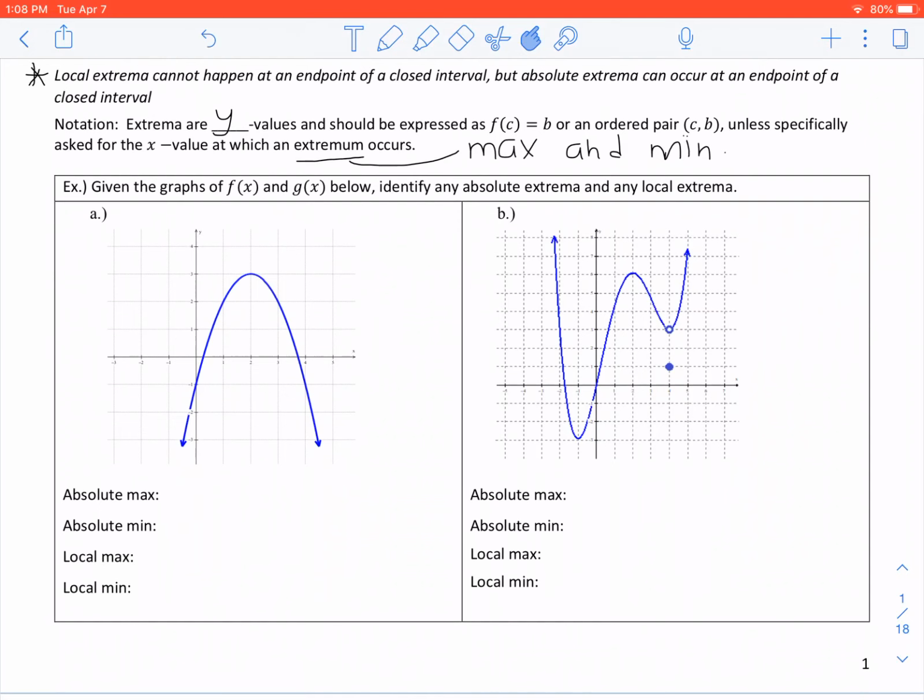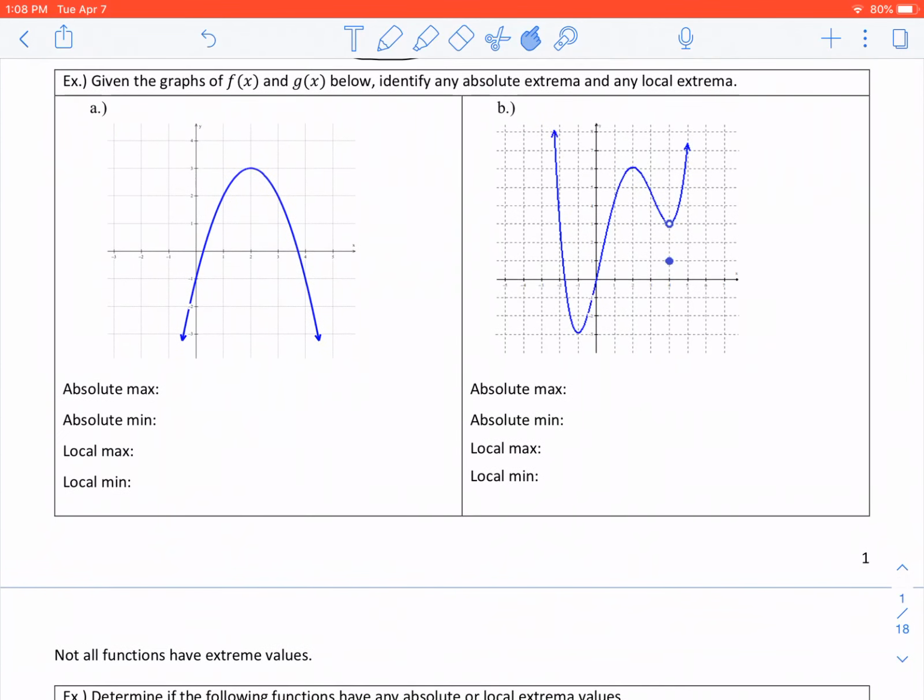Notation: extrema are the y values and should be expressed as f of c equals b or as an ordered pair, unless otherwise asked for just the x value in which the extreme occurs. And anytime you see extremum, we're talking about the maximum or the minimum. Extrema means both. So we have an example down below.